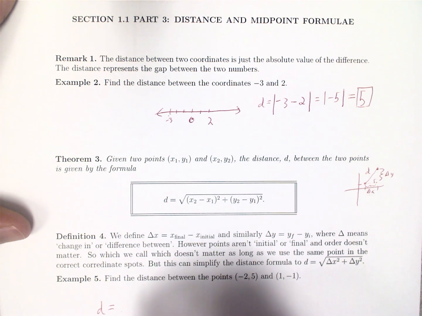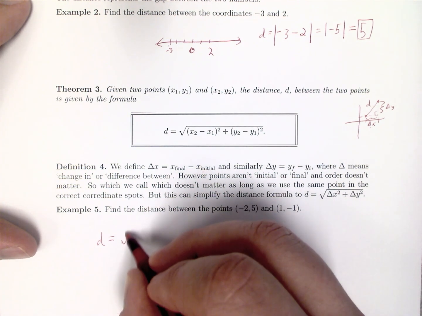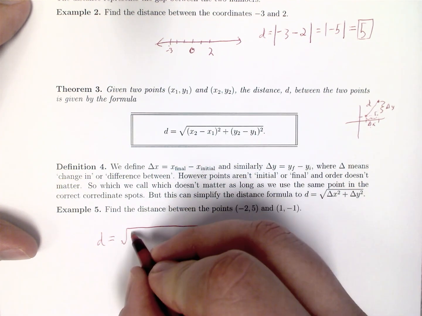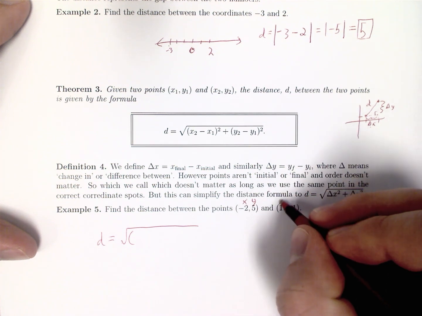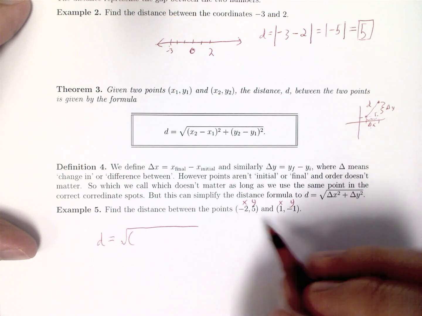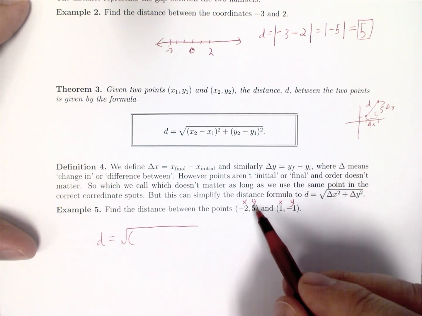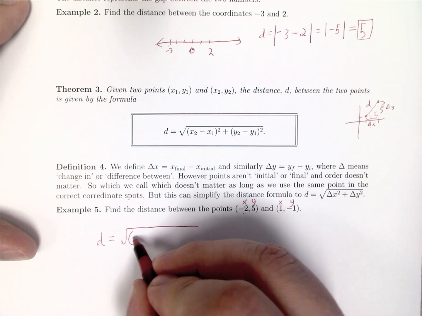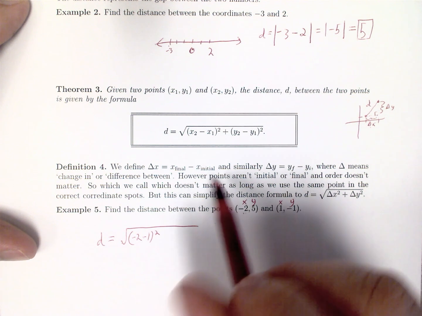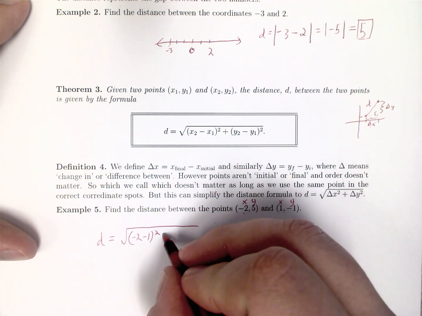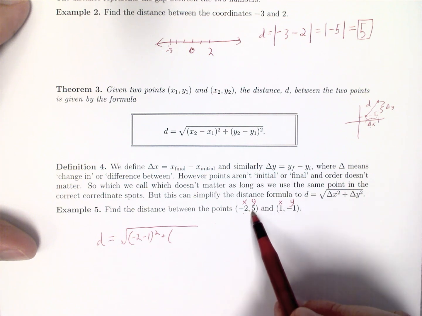Let's use the formula. D equals the square root of the change in x coordinates. So again, it's always x then y for your coordinates. Let's call this the first point and this the second point. So let's just subtract the x's: -2 minus 1 quantity squared. That's the first part. Plus, and then we have the y's, so let's just do 5.